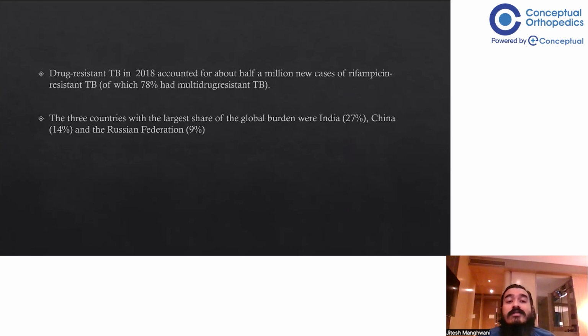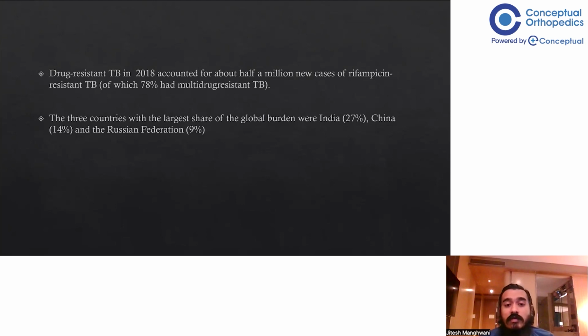When we talk about drug resistant TB, because drug resistant TB has been an issue for quite some time now, wherein normal TB medicines don't help, and we have to go in for injectables and other modified ATT. So in the year 2018, it was seen that there were 500,000 new cases of rifampicin resistant TB, of which 78% had multi-drug resistant TB. So imagine, 500,000 new cases were of rifampicin resistant TB, and 78% of them had not just rifampicin resistance, but multi-drug resistance.